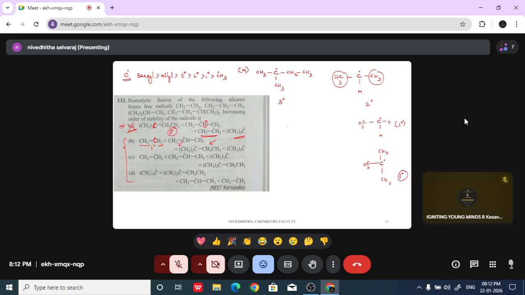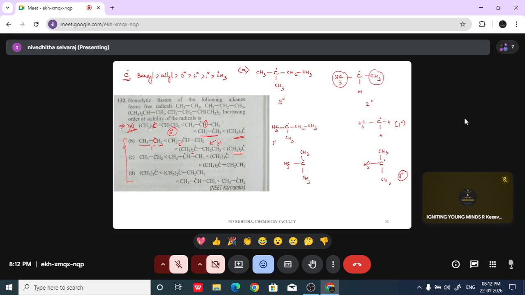I'll write the structure. This is the carbon with only one electron. On the right side it is attached with CH2, CH3. On the left side it is attached with two methyl groups. So this is one methyl group and this is another methyl group. What kind of free radical is this? Tertiary, ma'am. Yes, it is tertiary. How about this one? The carbon with the odd electron is connected with three methyl groups, CH3. Tertiary, ma'am. Yes, tertiary again.